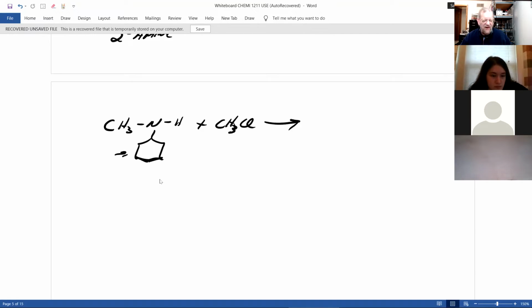This is a cyclohexane ring. And the question would be, give the product or products for the following reaction. 3 points each.